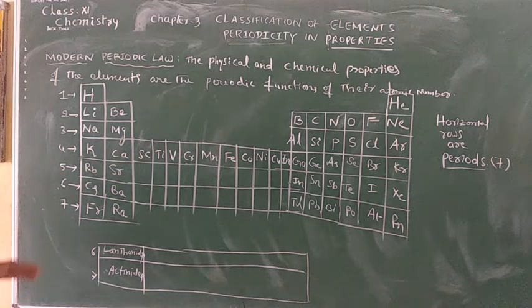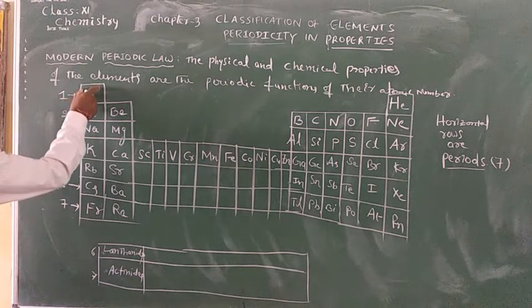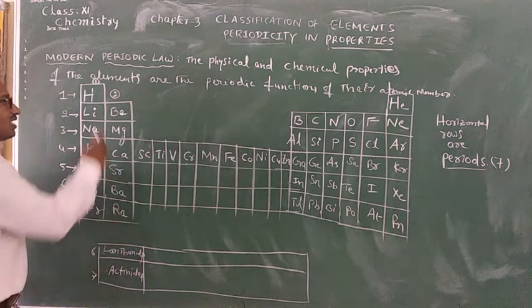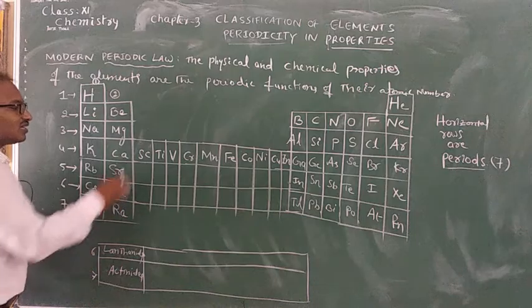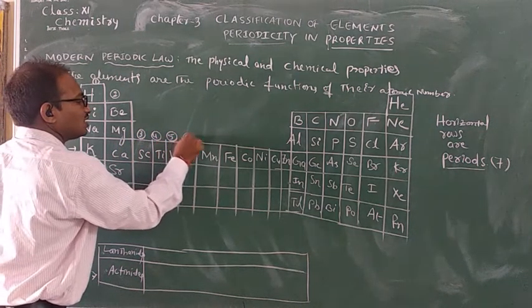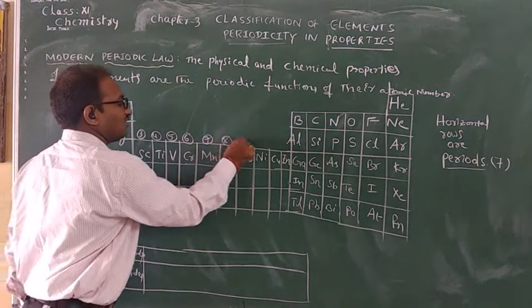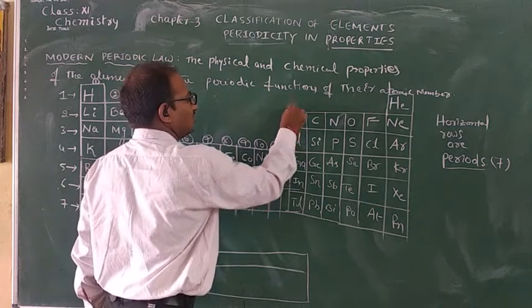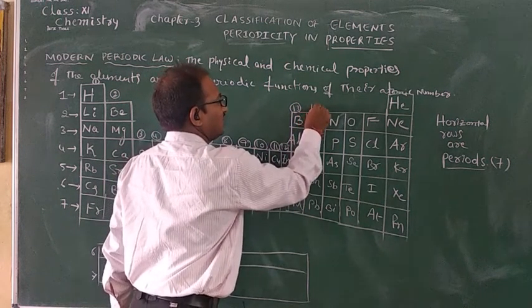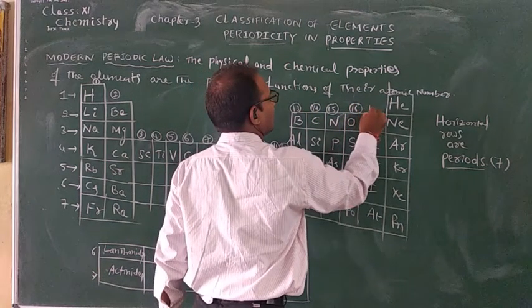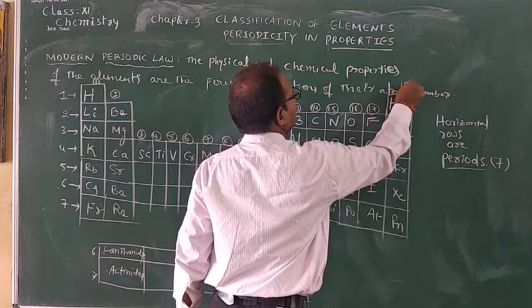And what about the vertical columns? Vertical columns are called groups. This is the first vertical column, second vertical column, third, fourth, fifth, sixth, seventh, 8, 9, 10, 11, 12, 13th vertical column, 14th, 15th, 16th, 17th, and 18th vertical column.